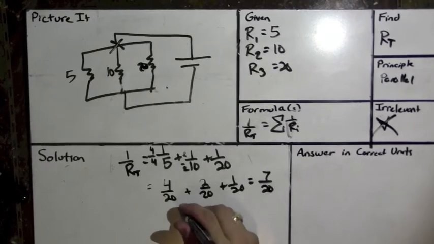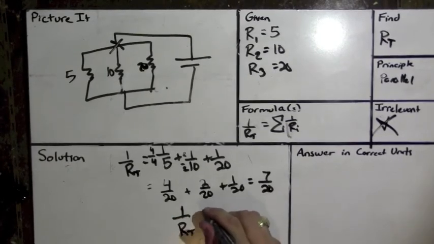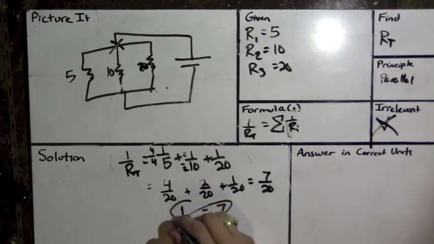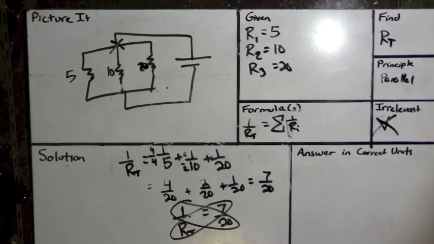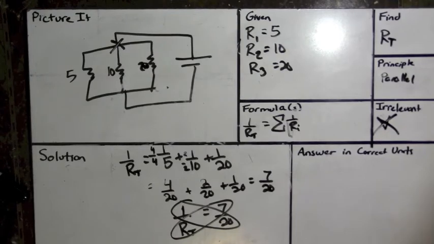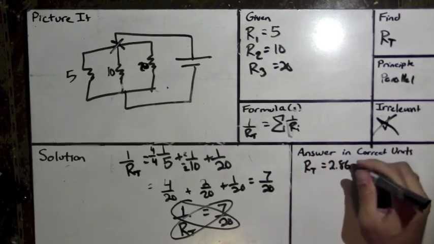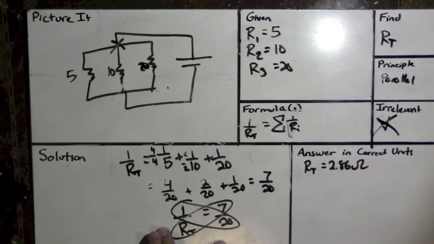We then cross multiply. We say 1 over RT is equal to 7 over 20. Cross multiply, and you end up getting that the total resistance ends up being 2.86 ohms after you solve the cross multiplication. There's an easier way to do it though.